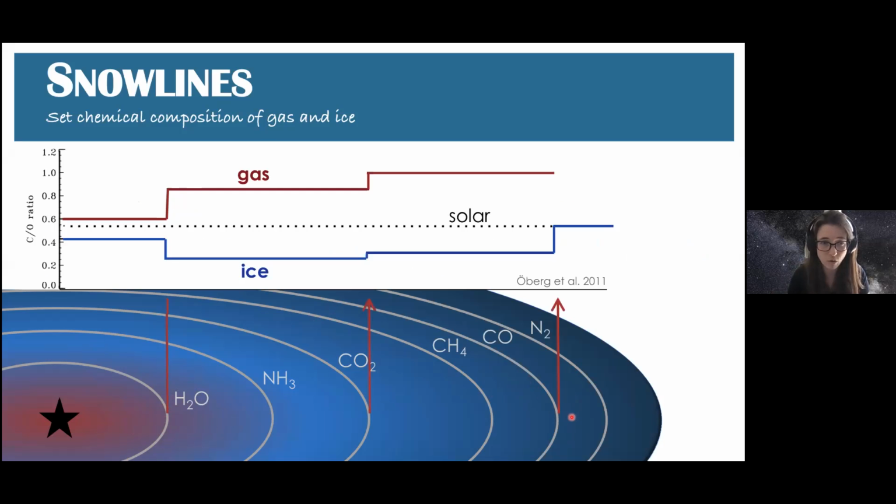And this is important for composition because this radial freeze out of molecules will create radial gradients in the chemical composition. For example, if you look at the elemental CO ratio, this will change at the different snow lines because molecules will freeze out. And the CO ratio is something that we often use to compare the disk composition to planet compositions.